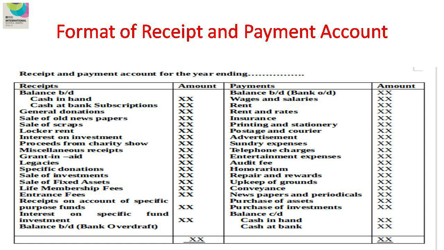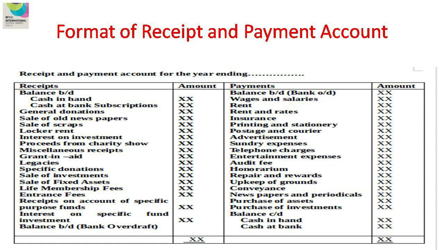sale of fixed assets, life membership fees, entrance fees, receipts on account of specific purpose fund, interest on specific fund, investment. And these are the items shown on the debit side of receipts and payments account.